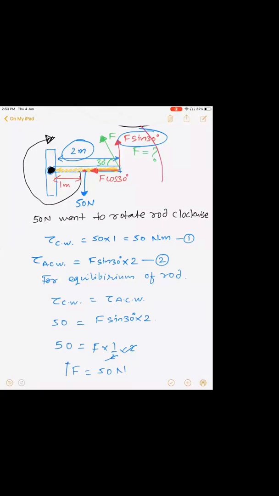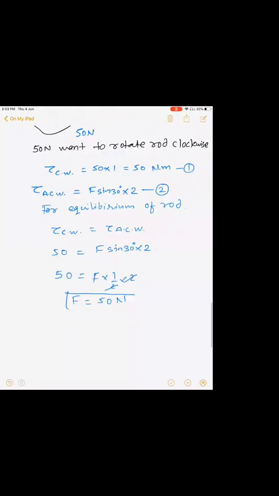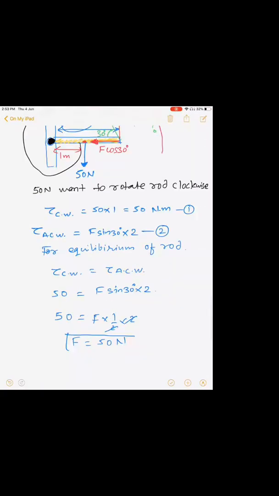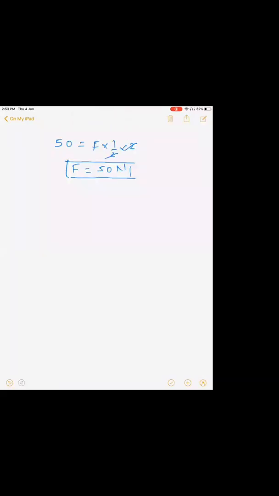But I have one more doubt in this. Can you tell me the force applied by the hinge on the rod, in the previous question? 25 root 3. Correct.